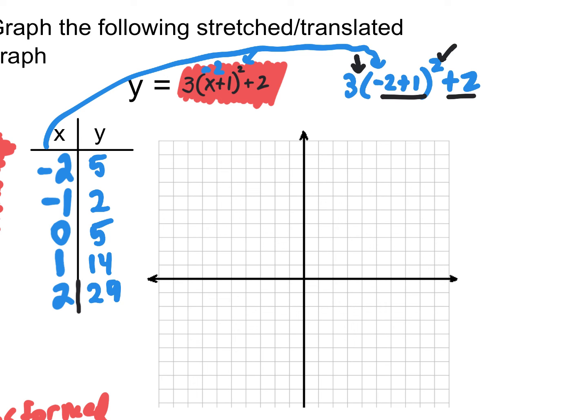Okay, so here are the points that you should have gotten. You'll probably notice that some of them go off of our graph.